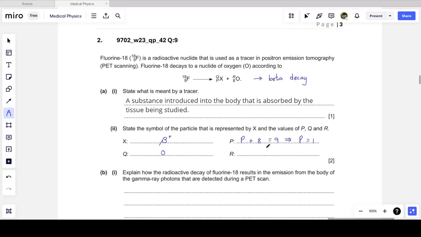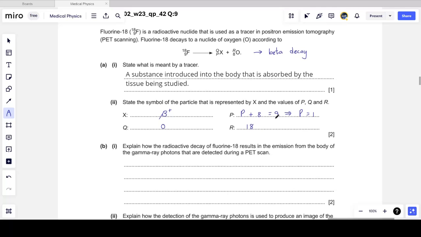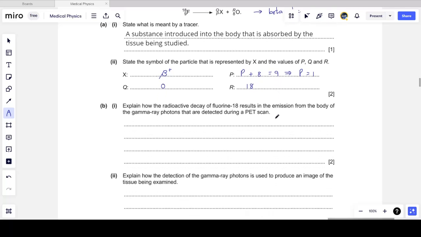It's a positron. And the remaining thing is R. Well, what would the value for R be? Well, 0 plus R must equal 18. And so R is simply 18. So it is oxygen-18 that is produced. The nuclide of oxygen is oxygen-18. And so this was, I could start from one end and then figure out value by value. I didn't have to go clockwise or anti-clockwise or any of that. And so that requires knowledge of PET scanning if you want to answer this question successfully.